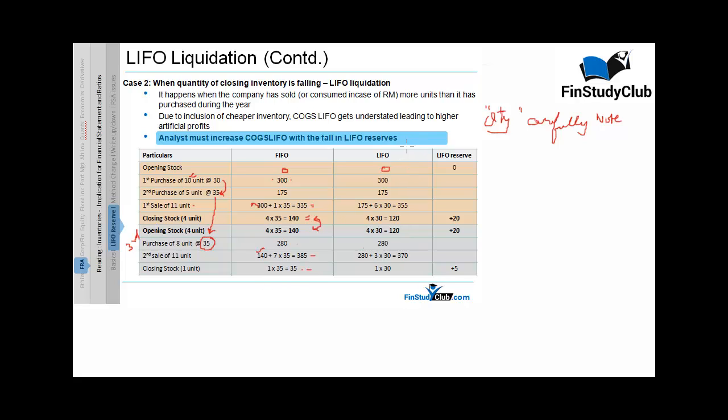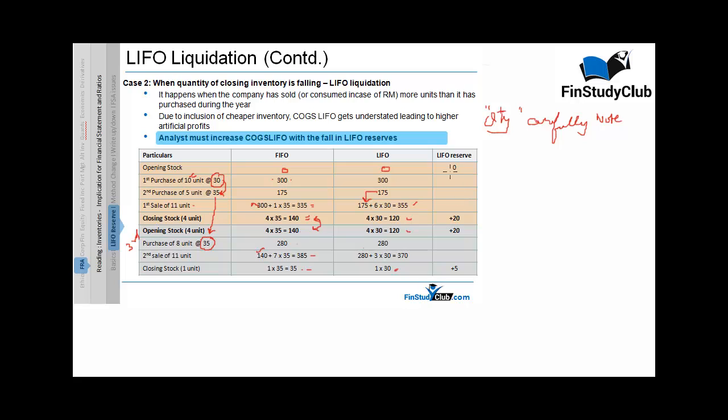LIFO, on the other hand, is last in, first out. So keeping that in mind, all of the second purchase, 175, has been sold out. 6 units will be from the first purchase, so keeping it at 30, 6 into 30 is 180, so 355 is the value, and the remaining 120 here. In last in, first out, you would recall that the inventory is always priced at the initial most value, which is 30 here. So the 1 unit which is remaining is at 30, and that is the respective calculation for COGS.